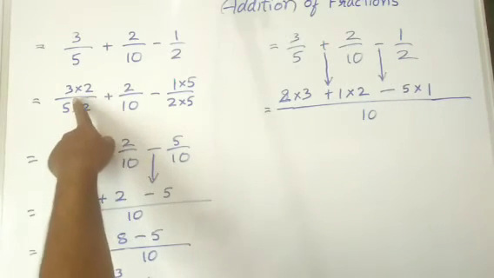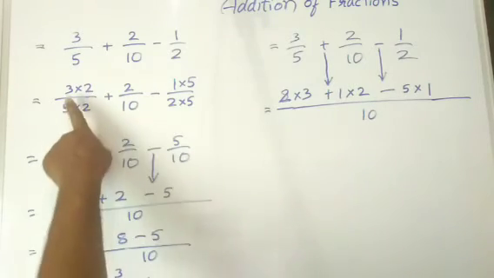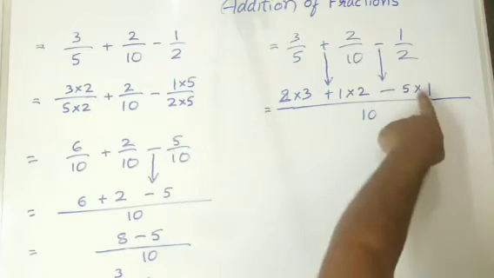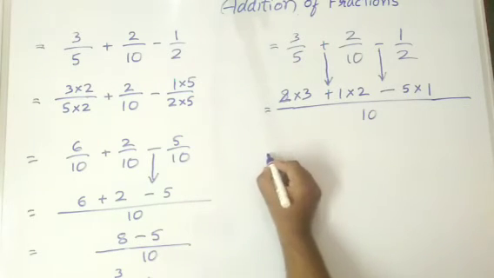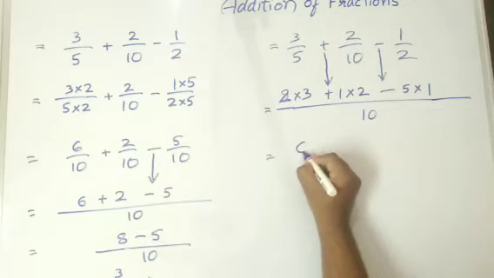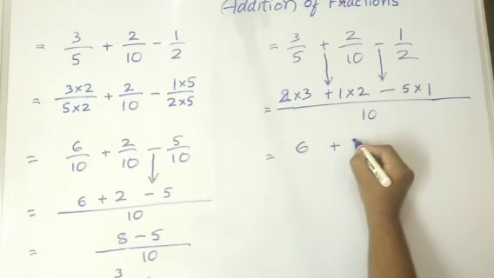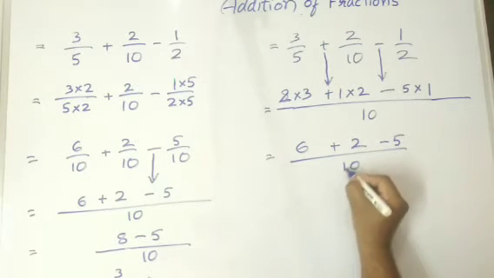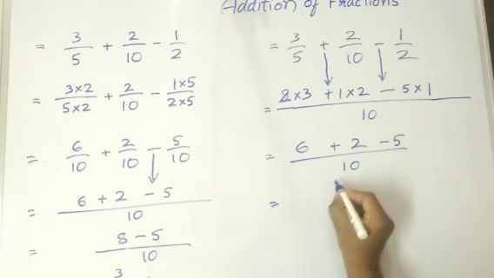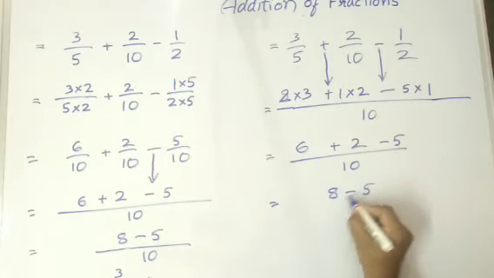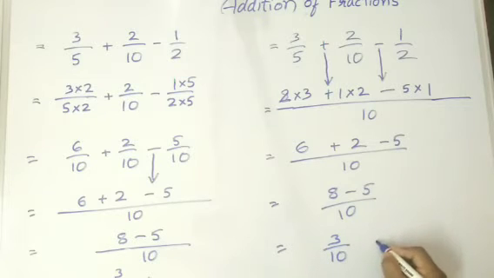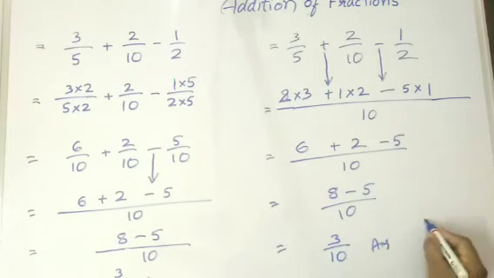See here what we got, the same we are getting here also. 3 into 2, 2 into 3; 2, 2, 5; 5 into 1. Got an idea? So now 2 3s are 6, 2 1s are 2, 5 1s are 5. The denominator is 10. So now 6 plus 2 is 8, minus 5, then divided by 10. Now 8 minus 5 is 3 by 10. That is the answer.